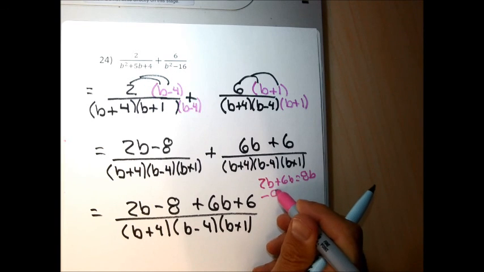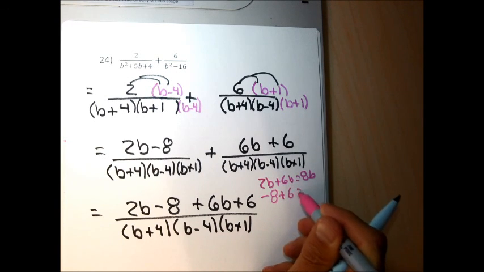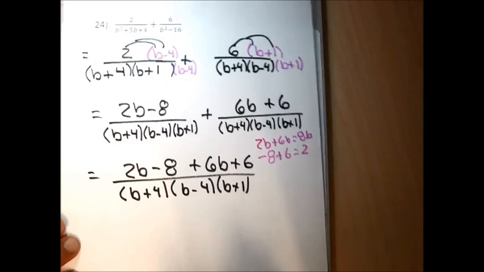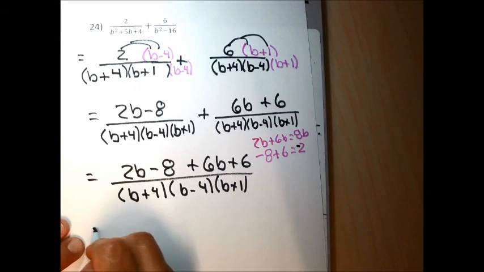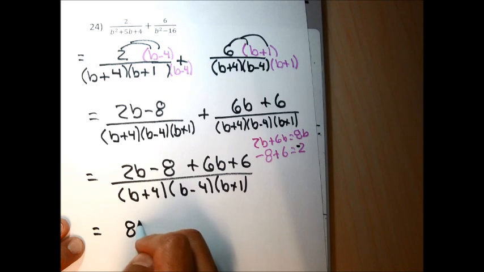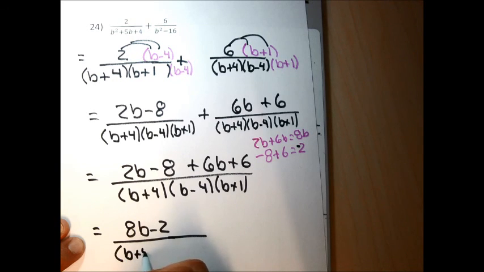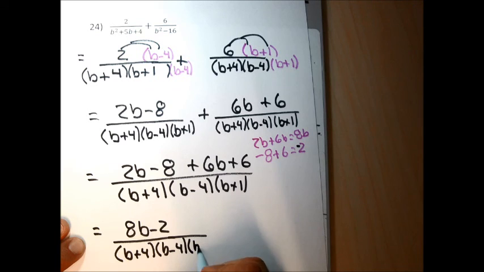And I'm going to add or combine the minus 8 and the plus 6 to get a minus 2. So I would say a minus 2. A completely fine answer would be having both an 8b and a minus 2 in the numerator over the 3 factors b plus 4, b minus 4, and b plus 1.